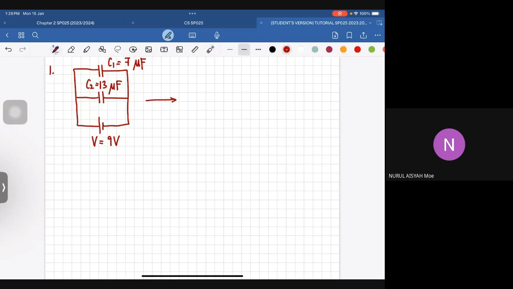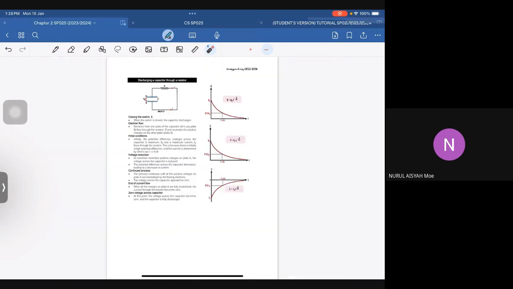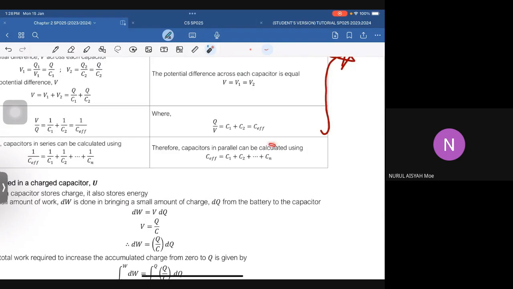But if you want to simplify it, it's going to look like this. So the effective capacitance is the combination of C1 and C2. But how do we calculate it? This connection is in parallel. So if it is parallel, we will use this formula.